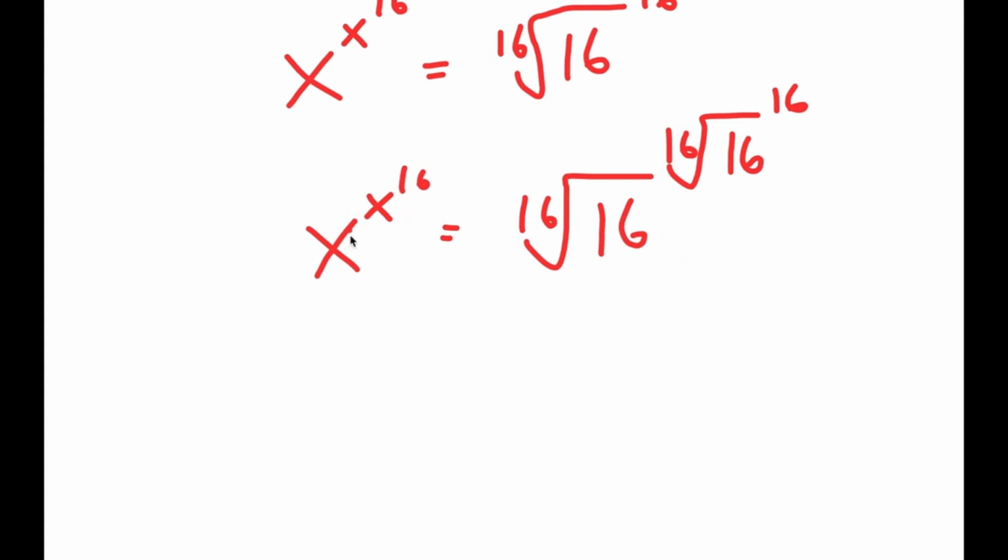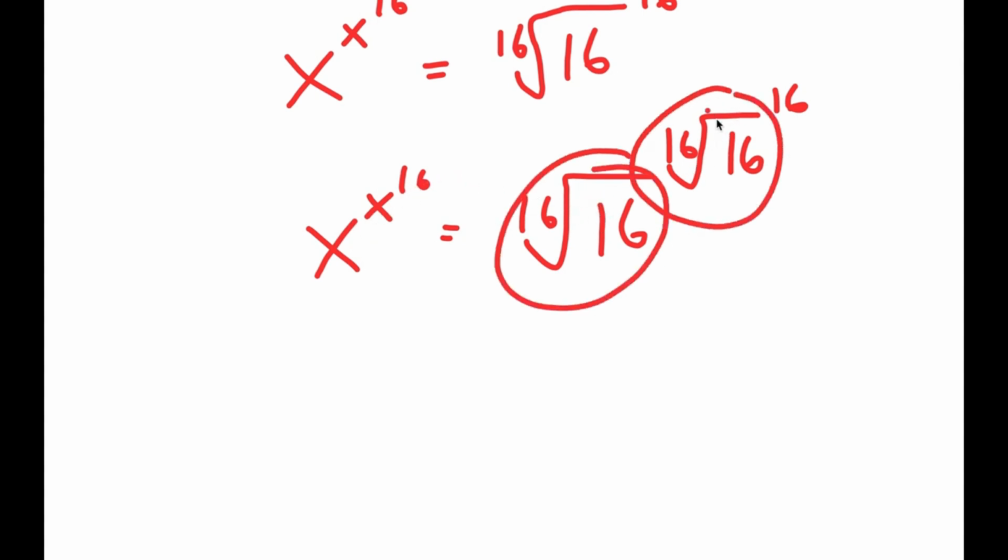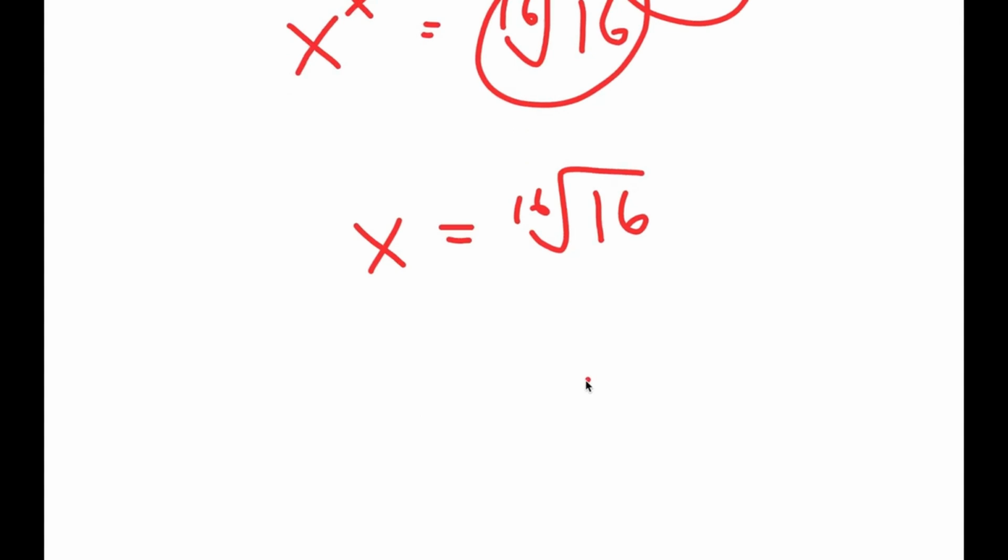Now, notice how this is in the form x to the power of x to the power of 16, equal to the 16th root of 16 to the power of the 16th root of 16 to the power of 16, meaning x is equal to the 16th root of 16.